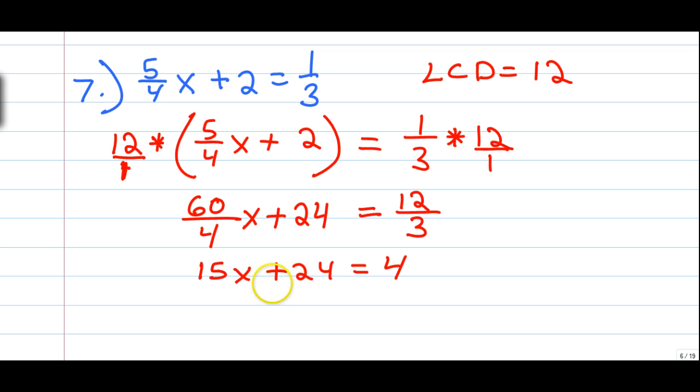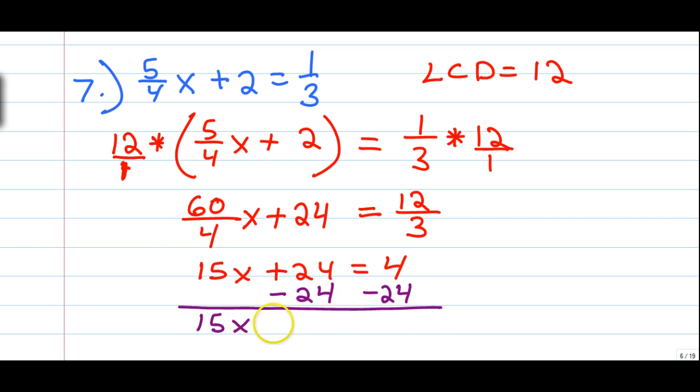Let's start by moving that 24 to the other side. We're going to sum to this a negative 24. Whatever we do to one side, we must do to the other side of the equation. So we'll sum a negative 24 to both sides. We come up with 15x. The 24's cancel down to 0 equals a negative 20.